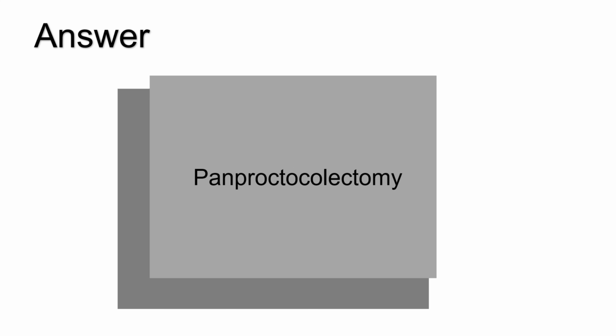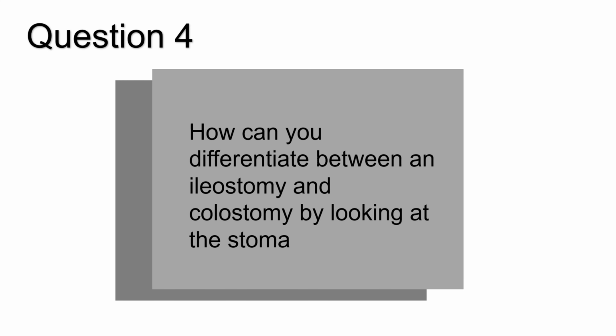Okay, let's have a look at the answer. So it's the panproctocolectomy. So pan meaning all, procto meaning anus, so essentially meaning removal of the entire colon, including the anal canal, whereas a subtotal colectomy means removal of the entire colon except for the rectum and the anal canal. Question number 4. How can you differentiate between an ileostomy and a colostomy just by looking at the stoma?